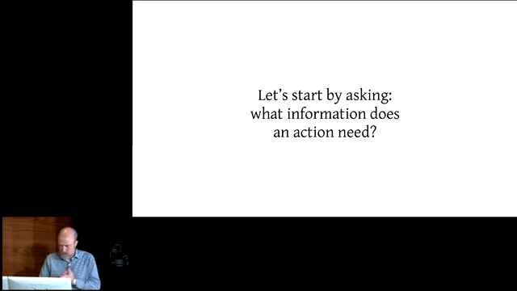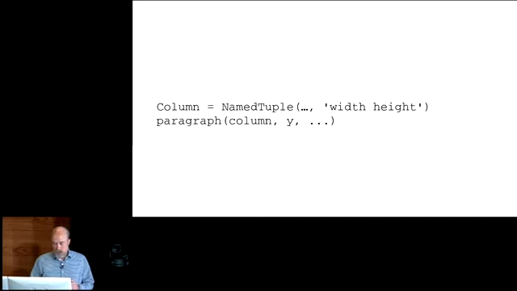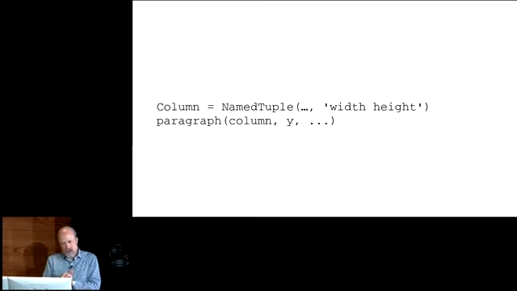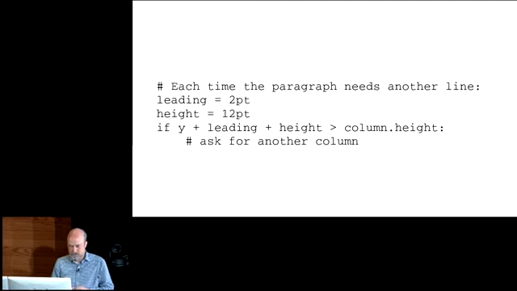Well, let's start by asking, what information does an action need if we're going to set it loose, laying out content on a page? Well, I thought it would need to know the width of the text it's expected to lay out. We'll need to probably know the height of the column, so I wrap that up into a little object. And then it probably needs to know how much of the column's been used already. It needs to know the y-coordinate that it should start at as it adds more content.